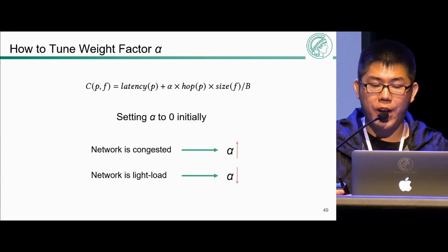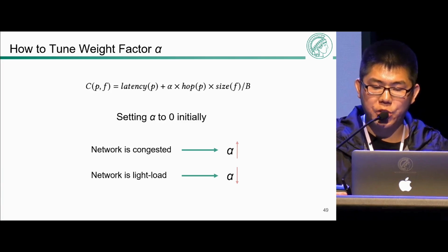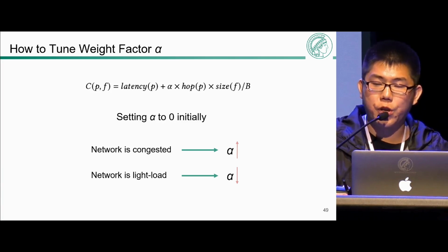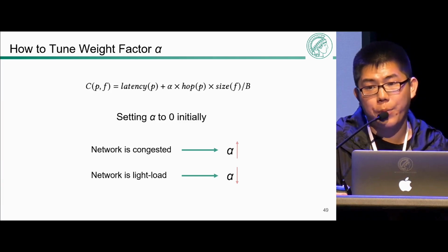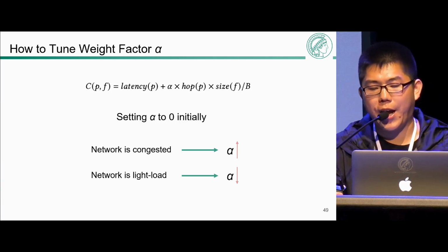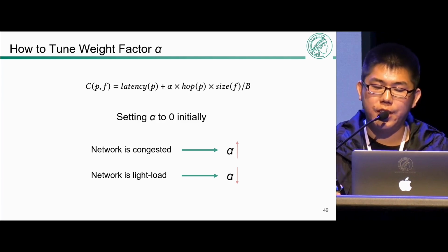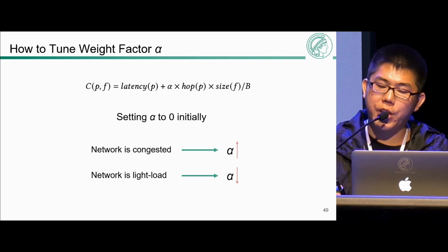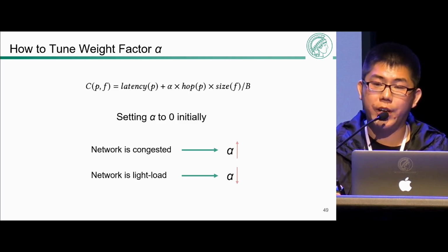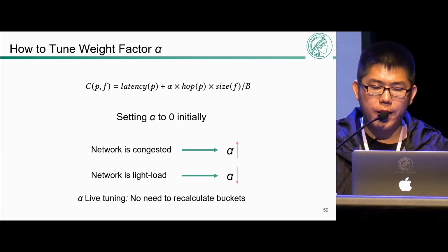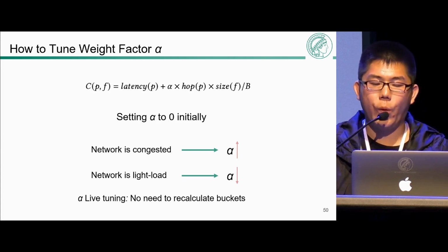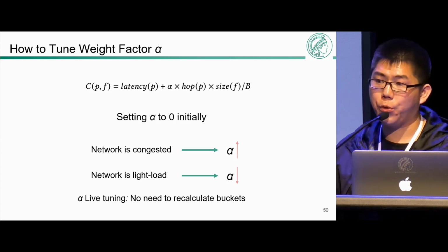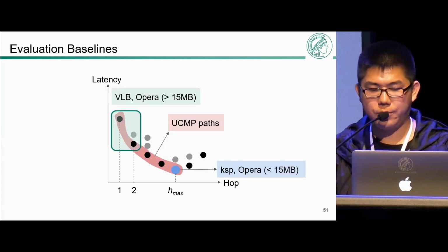For the selection of alpha, we set alpha to 0 initially, then we tune alpha according to the traffic load change. When the traffic load is high and the network is congested, we should increase alpha to increase the hop count penalty. Flows tend to use shorter paths and the network is less congested. When the network load is low, we can reduce alpha to make more flows use low latency paths. UCMP supports alpha live tuning. We don't need to recalculate the buckets when alpha changes, and we have a detailed proof in our paper.